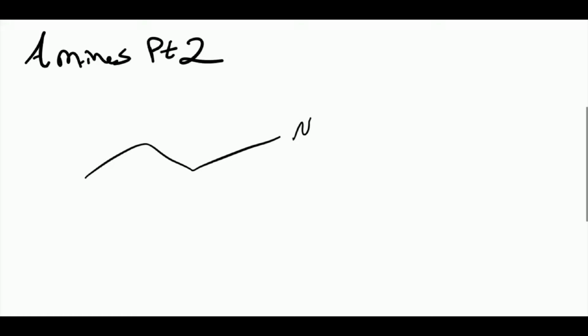Here's a quick follow-up, because I forgot to mention this last time. It is possible to substitute an amine by adding something onto the nitrogen. So, for example, here we have a triply substituted amine.